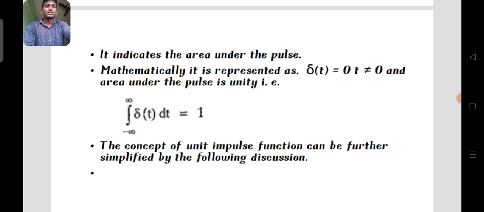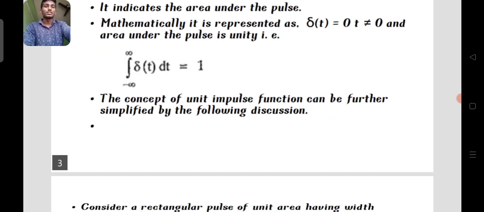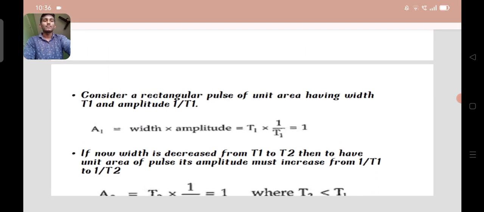Mathematically, it is represented as delta of t equals 0 where t is not equal to 0, and the area under the pulse is unity. That is, the integration with limits minus infinity to infinity of delta of t dt equals 1. So the area under the curve or pulse is equal to unity. The concept of the unit impulsive function can be further simplified by the following discussion. Let us see the detail.